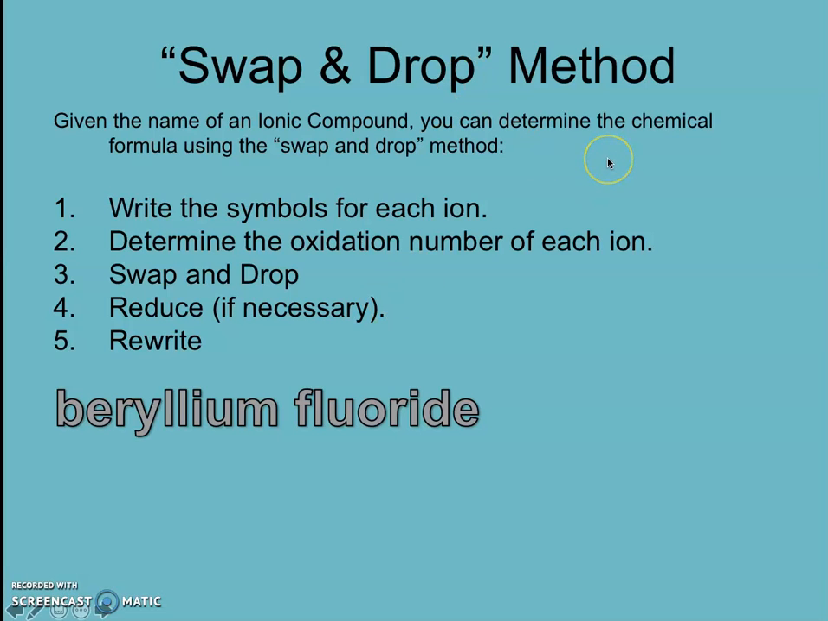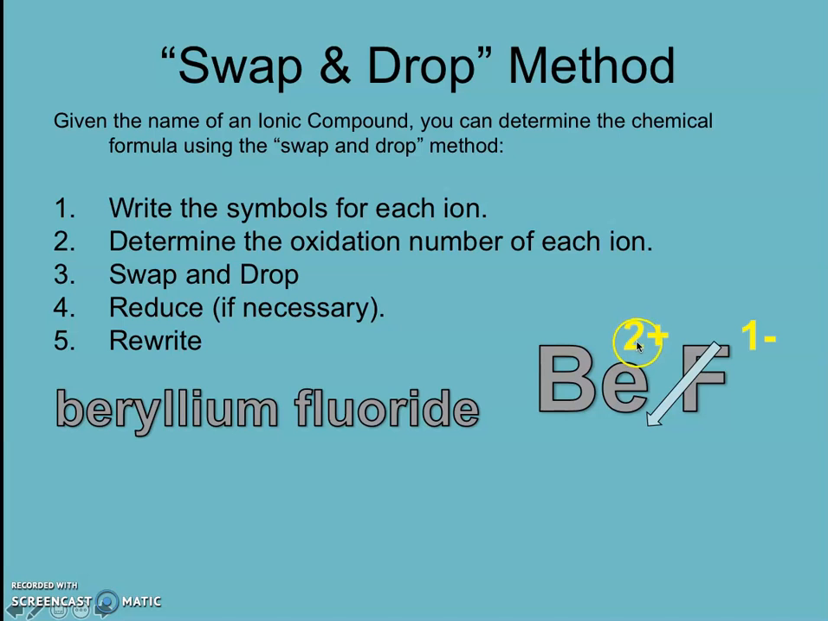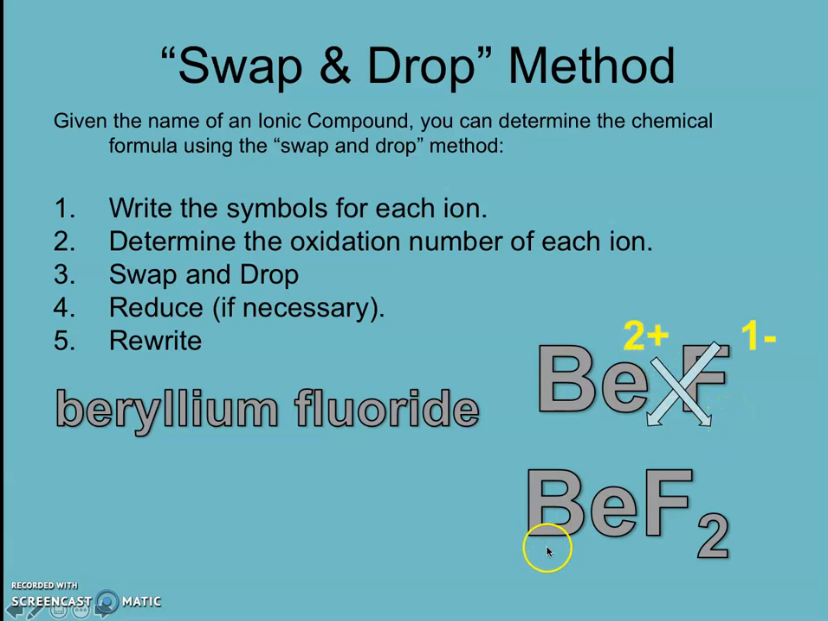So the swap and drop: if we're looking at charges, you're going to write the symbol for each ion, so beryllium and fluorine. You're going to make sure you add the oxidation numbers to the top right-hand corner. So beryllium has an oxidation number of +2, fluorine is 1 minus or -1. What you're going to do is swap them to figure out how many of them you actually need to write the formula correctly. So you only need 1 beryllium, so you'll have Be, it'll be 1, and then that 2 is going to come to the other side of fluorine. So the chemical formula for beryllium fluoride is going to be BeF2.